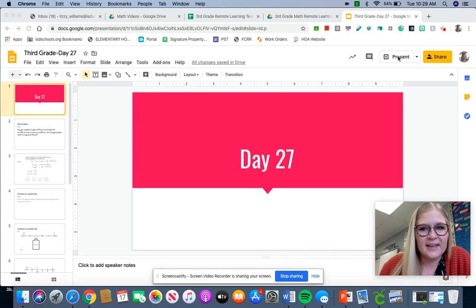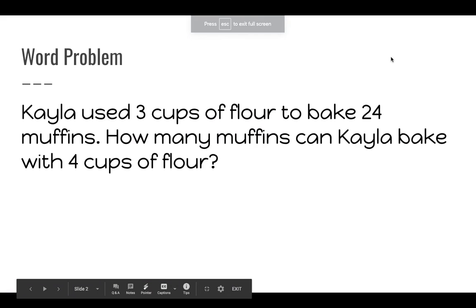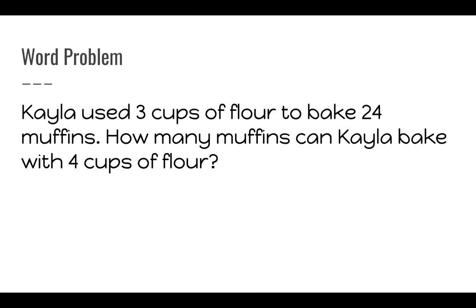Hi guys! Today we're back to look at some fractions on a number line, okay? But we're going to start with our word problem first. So here, Kayla used 3 cups of flour to bake 24 muffins. How many muffins can Kayla bake with 4 cups of flour?